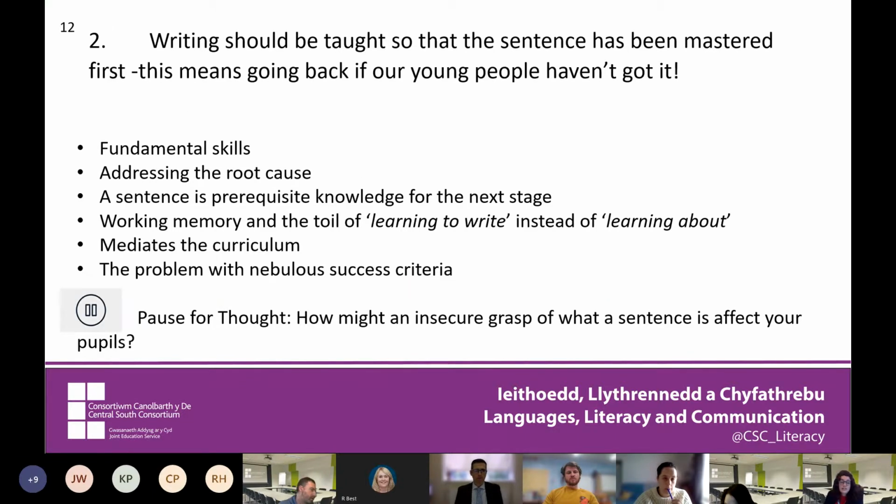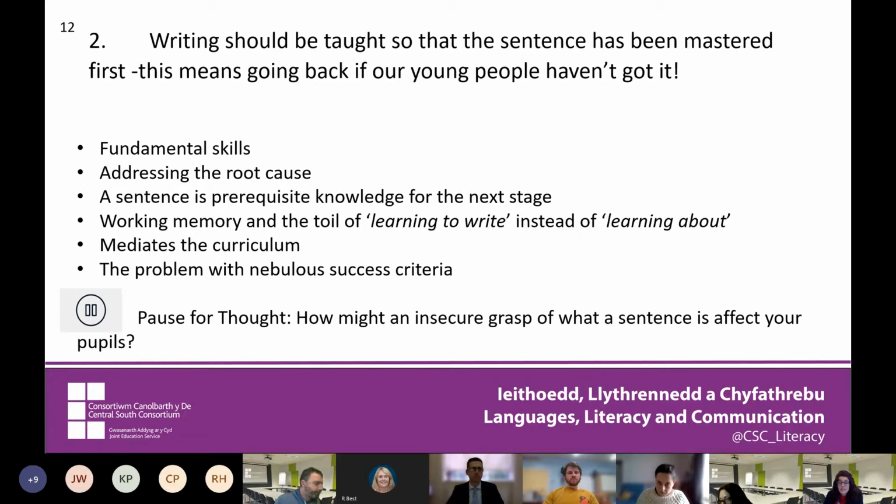Principle 2. Writing should be taught so that the sentence has been mastered first, and this means going back if our young people haven't got it. Pupils do not know what constitutes a sentence. How can we expect pupils to write fluently, accurately, and independently at length with sophistication if they don't know the fundamental first step? The feedback we provide isn't enough to correct the issues with writing.